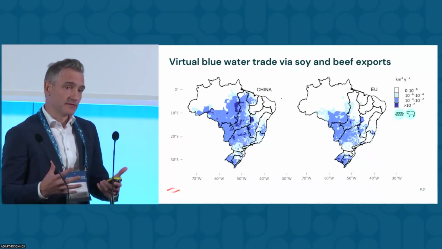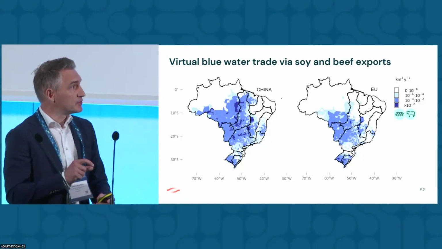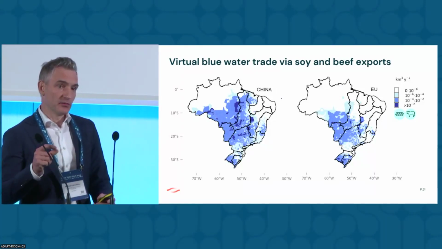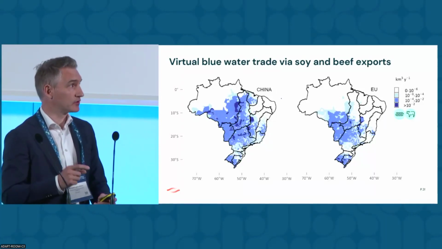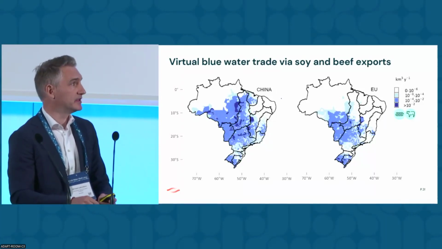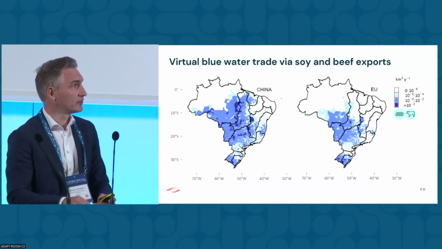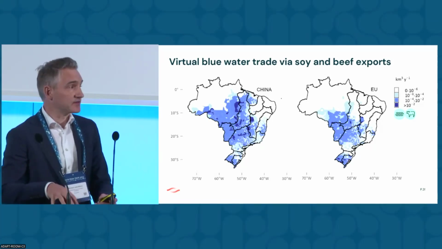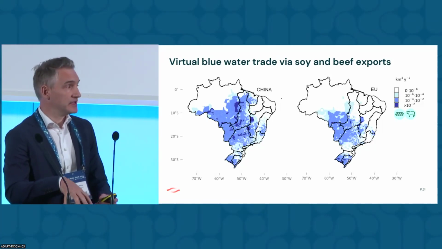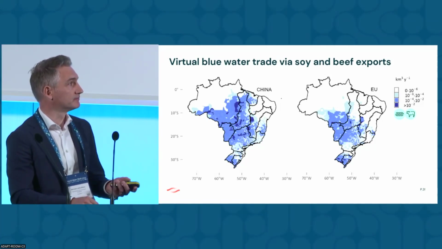And this is just a different version of the previous visualization. So this is now a map where each municipality has an amount of blue water consumed for both soy and beef exports to China on the left and the EU on the right. And what you can see is just a slightly different footprint with different volumes and different municipalities. And if we delineate the river basins, we can start summing things up at the macro level, at the meso level, and then link that to water scarcity on the ground.